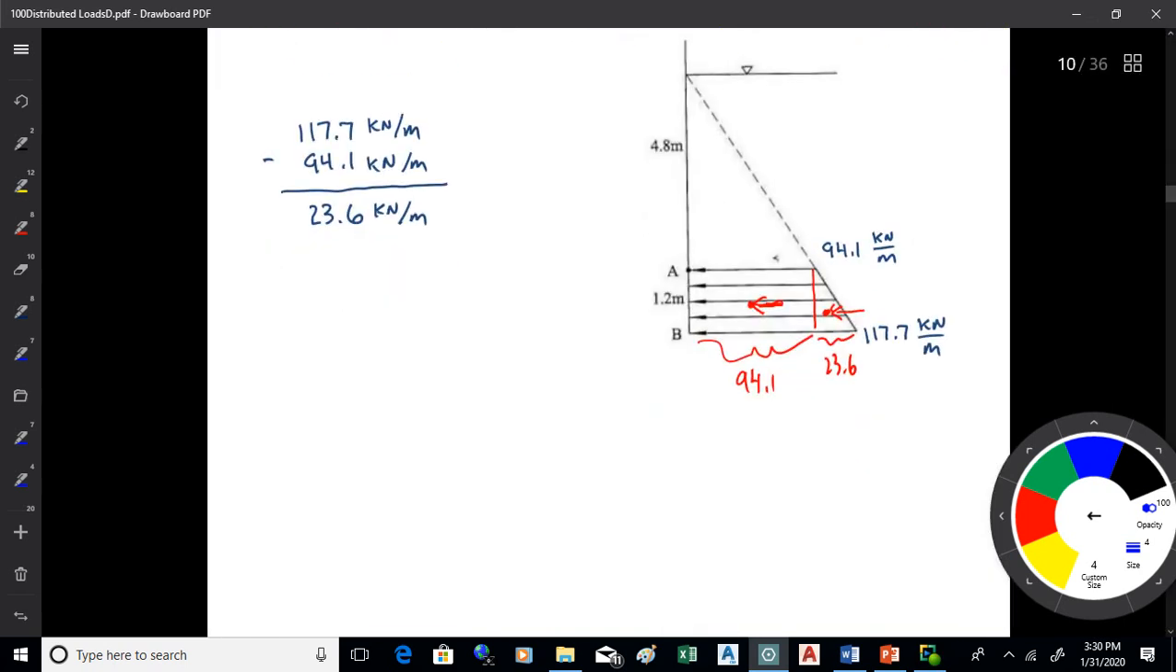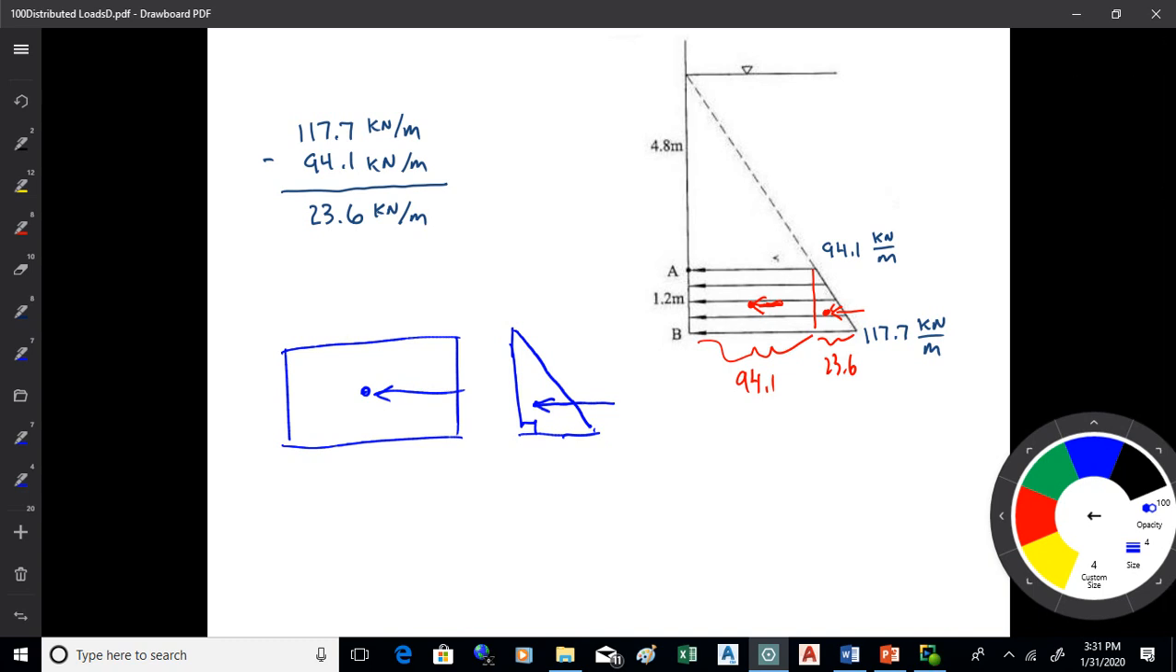All right, now what we're going to do is find the force associated with that diagram, and we're going to apply it at the centroid of the diagram. We went over centroids. The centroid of a rectangle is in the middle. The centroid of a right triangle is at a third of the base from the right angle, so that would be right there. I don't know where the centroid of a trapezoid is, so that's why I'm going to break it into two pieces.